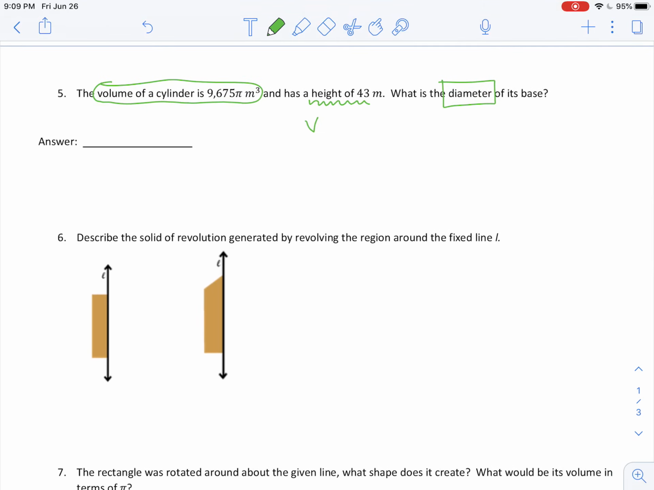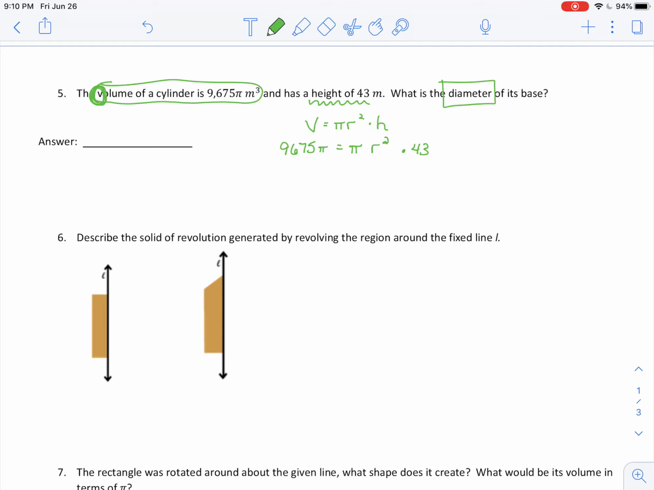So I am still going to use the formula we've been working with, pi times r squared times h. And I'm just going to plug in what I know. So the first number I know is 9675 pi. That is the volume, which means I'm going to plug it in for the letter V, because the volume is that number. The height is 43, so I'll plug that in for H. And those are the only numbers I know. So I'm just going to rewrite everything else. So we've got this weird looking equation, but it's an equation that we can solve.